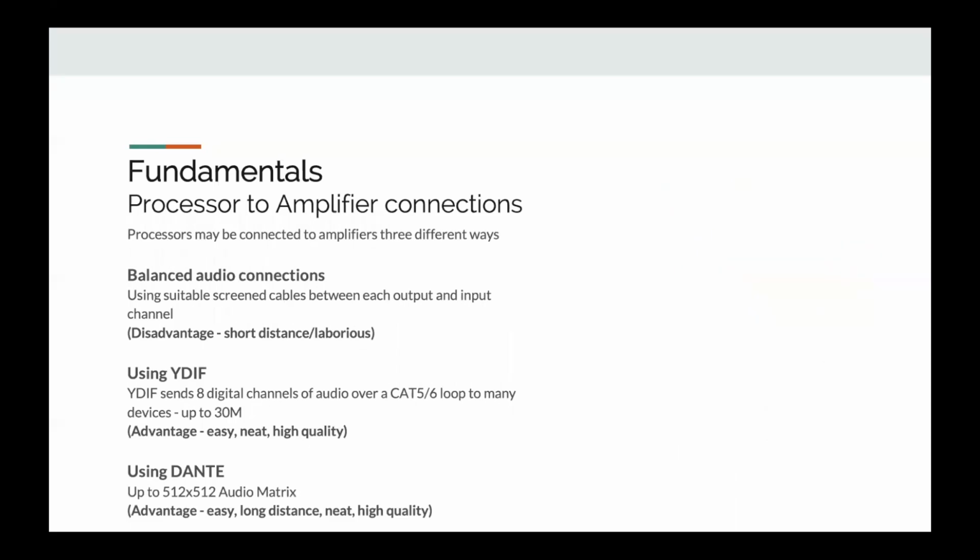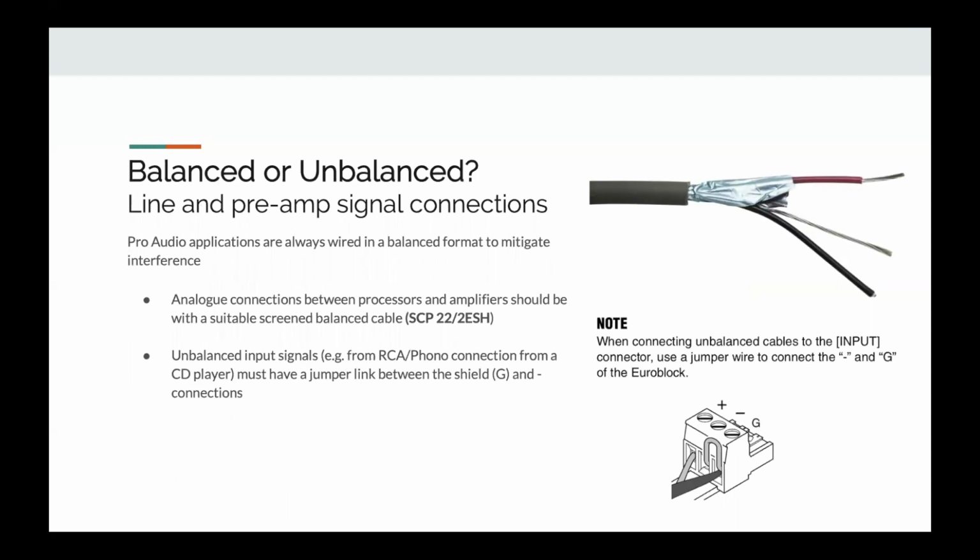Connecting the processor to the amplifier, there are 3 methods you can do that with: balanced audio, YDIF, or Dante. If you're using balanced, I'd like to do a little bit of an explanation about balanced. The reason that we use balanced cables instead of unbalanced, so unbalanced would be something like a phono cable, is because with phono cables you have a persistent ground and a signal connection, and over distance that can often cause hums because the amplifiers or processors are on different earth levels according to the mains.